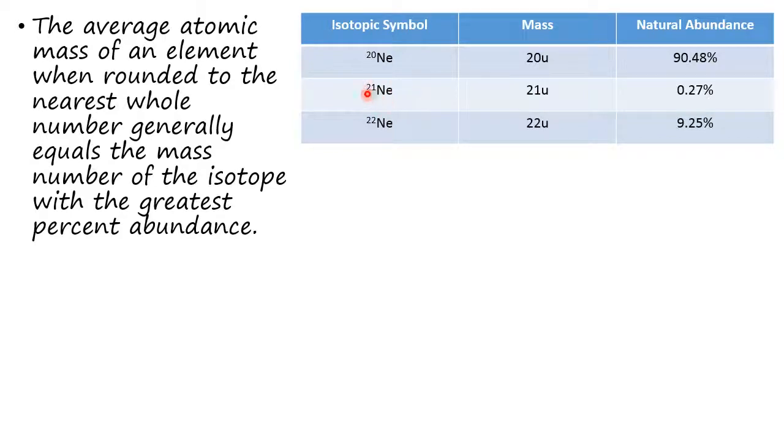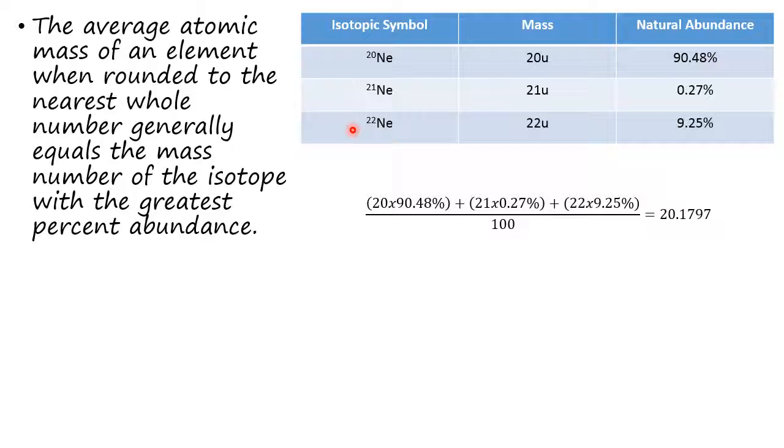The next isotope, neon 21, has a mass of 21 atomic mass units and occurs in nature 0.27% of the time. And neon 22 has a mass of 22 atomic mass units and appears in nature about 9 out of 100 times. So if we had 100 atoms, 9 of them would most likely be neon 22.